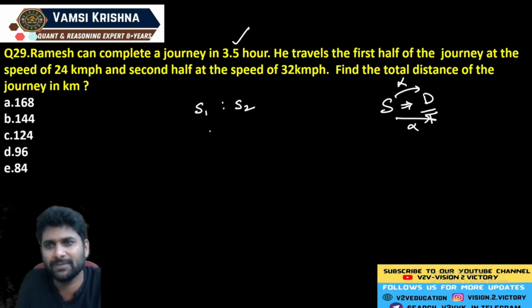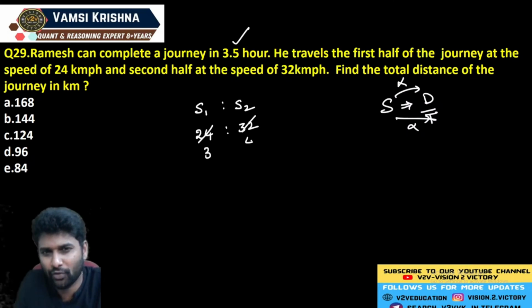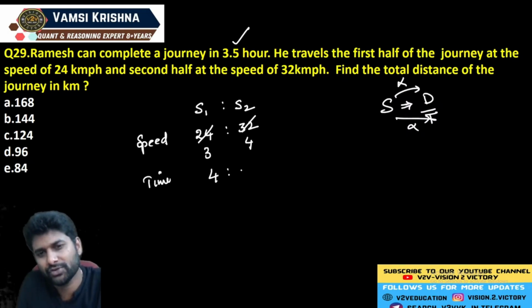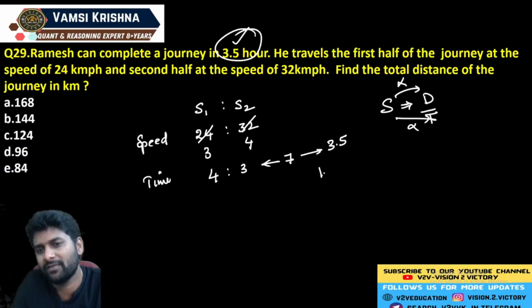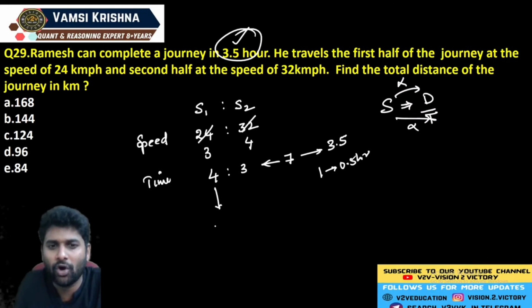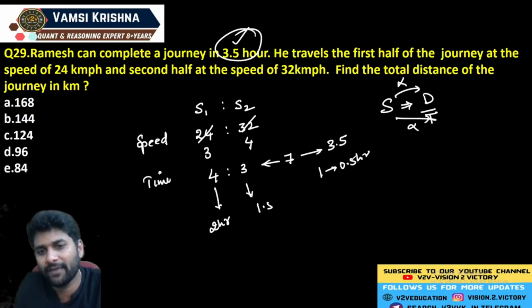What is the speed ratio here? So first half is 24 km per hour, second half is 32 km per hour. So 8 3s are 24, 8 4s are 32. Guys, if speed ratio is 3 is to 4, definitely time ratio is 4 is to 3. It means it takes 7 units to cover the entire journey. And it takes how much time? 3.5 hours. 7 units is equal to 3.5 hours. Each unit is equal to 0.5 hours. Means first half they take 2 hours. Second half they take 1.5 hours.